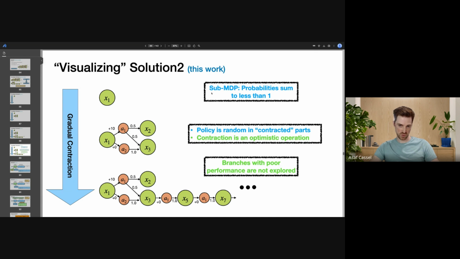Again, it's worth noting that these are all sub-MDPs, which is just to say that the transition probabilities are sub-probabilities, meaning they're still positive, but they sum to less than or equal to 1. And basically, all of the standard math of MDPs pretty much works as is for this case. As long as things sum to less than or equal to 1, not more than 1, then this is fine. Again, we'll play random when we step out of the contracted parts. And importantly, we'll see that this is, again, an optimistic operation.